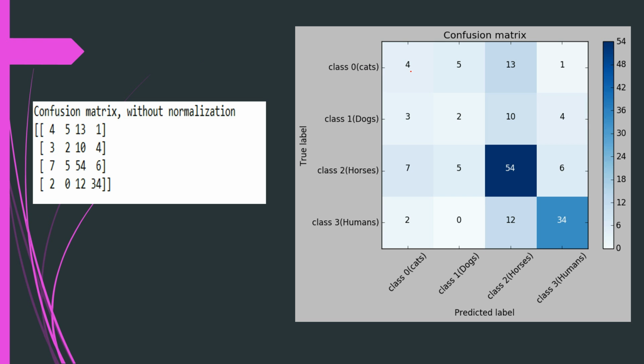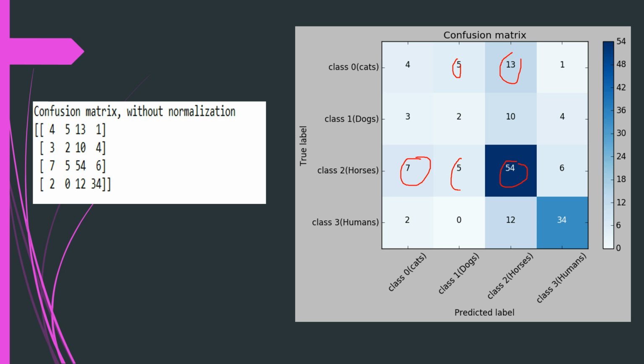So you can see only 4 of the cats were classified as cats, and the remaining 5 were classified as dogs, 13 were classified as horses, and 1 was classified as human, excuse me. And similarly for this, you can see this was performing quite good. 54 of the horses were classified as horse, 7 of the horses were classified as cats, and 5 as dogs, and so on. So you can do it for your own data set just by using the structure of code.